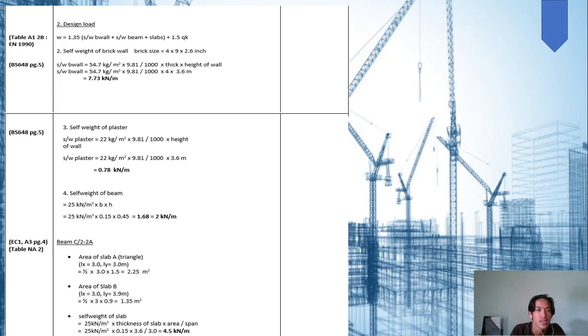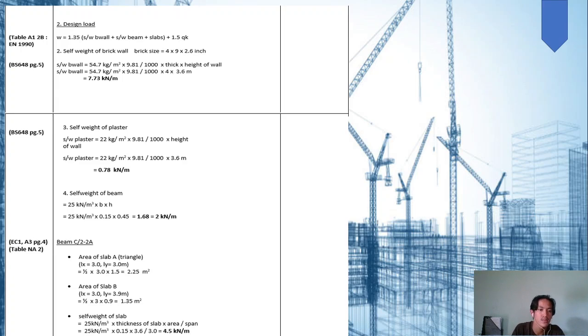And then self weight of brick wall, we will use 7.73 kilonewton, and then self weight of plaster 0.78 kilonewton per meter, and then self weight of beam is 2 kilonewton per meter. And then this is the calculation for the self weight of each beam, and we will start from the beam C2 to A until the last beam, which is C78.